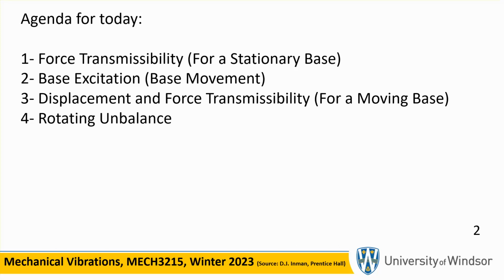First of all, we started the subject of a mass spring damper system under harmonic load last time. And the base was stationary. In other words, one end of the spring and the damper was attached to the mass, and the other end was attached to a ground or a base that was sitting put. It was not moving at all.